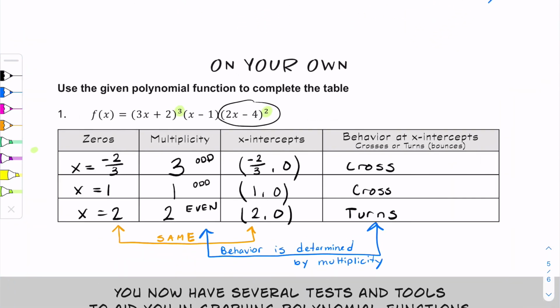Alright, after this lesson, you have several tests and tools to aid in graphing polynomial functions, which is what we will be doing on tomorrow's note sheet.